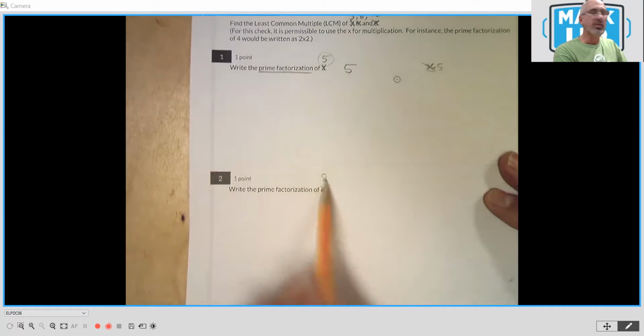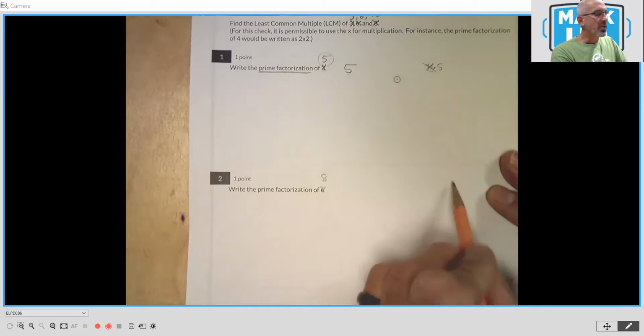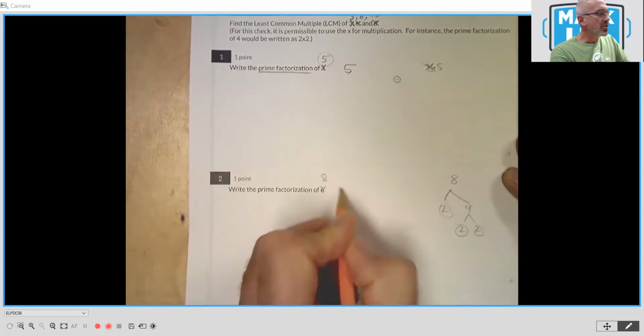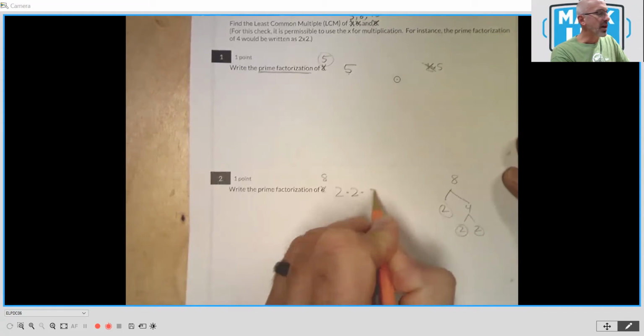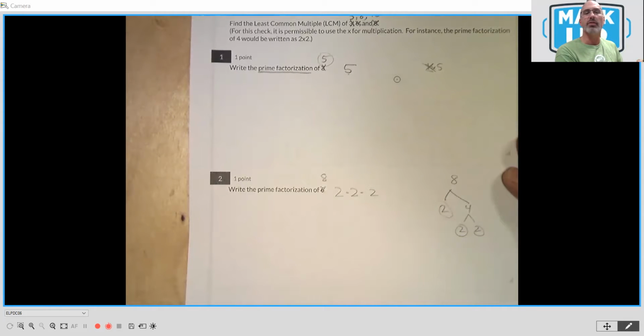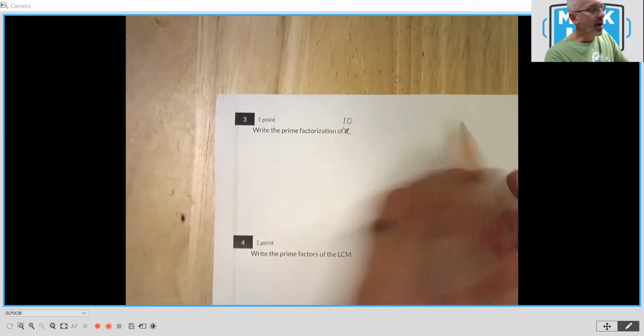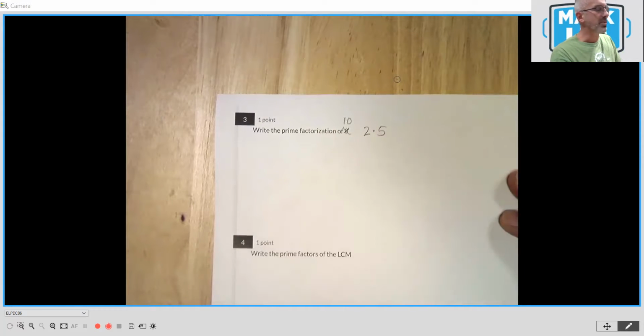Now writing the prime factorization of 8. Even if we did a factor tree, 8 can be broken into 2 times 4, and then 4 can be broken into 2 times 2. And so we have 2 times 2 times 2. So that is the prime factorization of 8. I'm going to flip my page over here. Okay, the prime factorization of 10, and we know that to be 2 times 5. So while some of you maybe got those first 3 correct, then the next part might have been confusing.